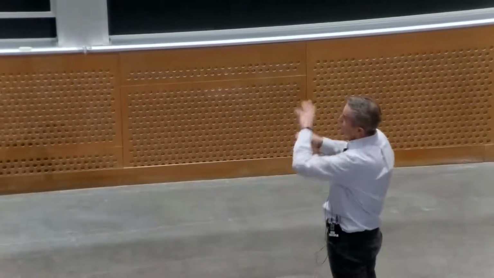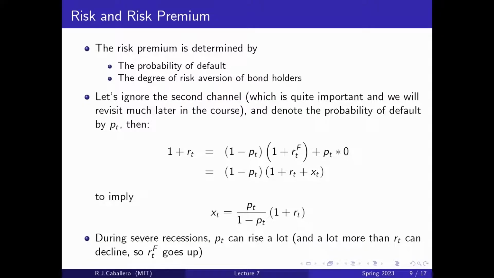So think of this P here as the probability of default, but as perceived by, you don't know what the true probability of default is. That's an abstract concept, no? But it's whatever you use in your investment decisions that I'm modeling here.